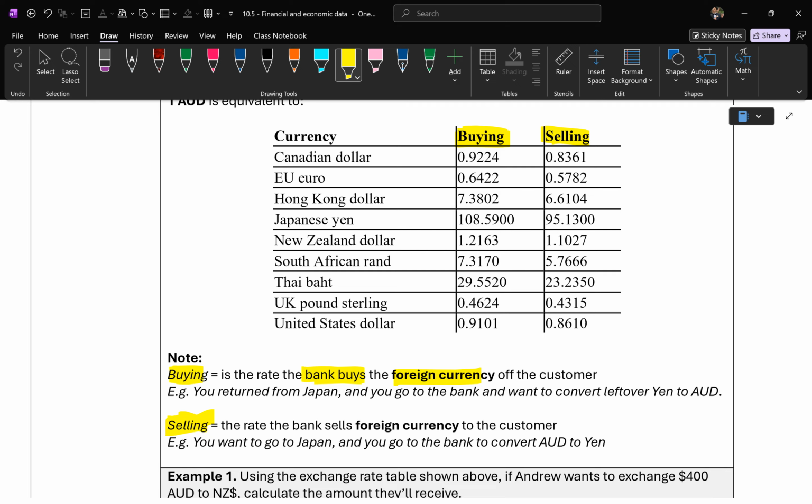So depending on which country you're in, are they selling to you foreign money or are they buying foreign money? It's foreign money in that country. The examples I have here might help you get your head around it, or write your own notes, come up with your own examples so you understand how to read the table.